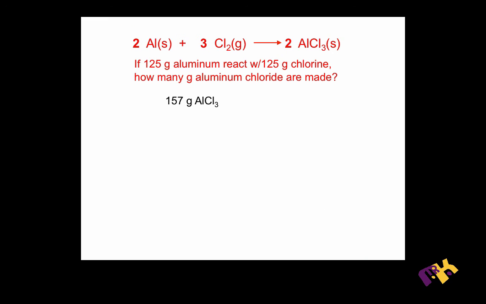If we were to be asked a question, if 125 grams of aluminum reacts with 125 grams of chlorine, how many grams of aluminum chloride are made? We'd have to go with the lesser amount, right? The 157 grams of aluminum chloride. Why? Because we're out of chlorine gas. At that point, we're out, and the process would be done.